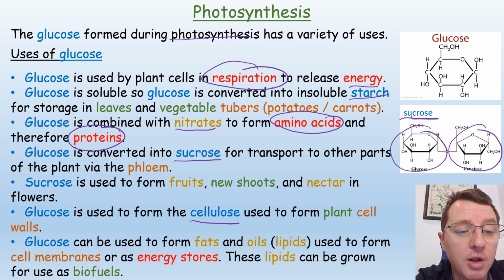Glucose is also used to form cellulose in plant cell walls. That molecule cellulose is a similar molecule to starch in that it's made out of thousands and thousands of glucose molecules joined together in a very specific form and structure.